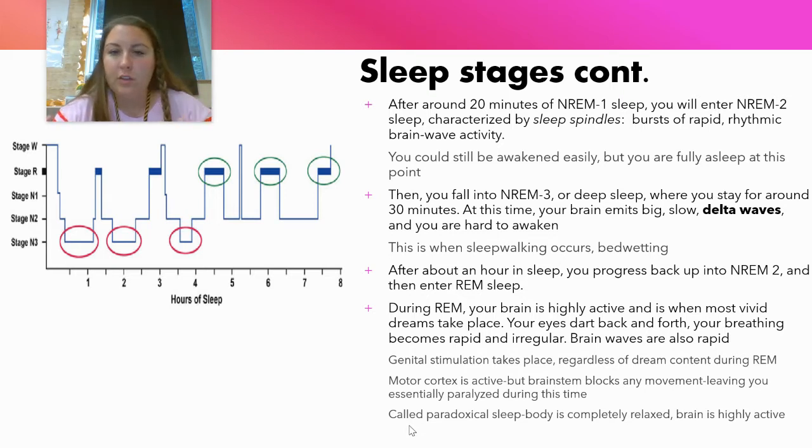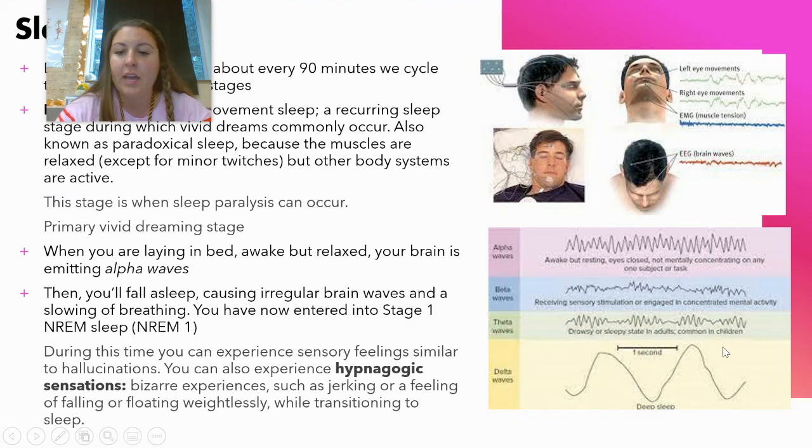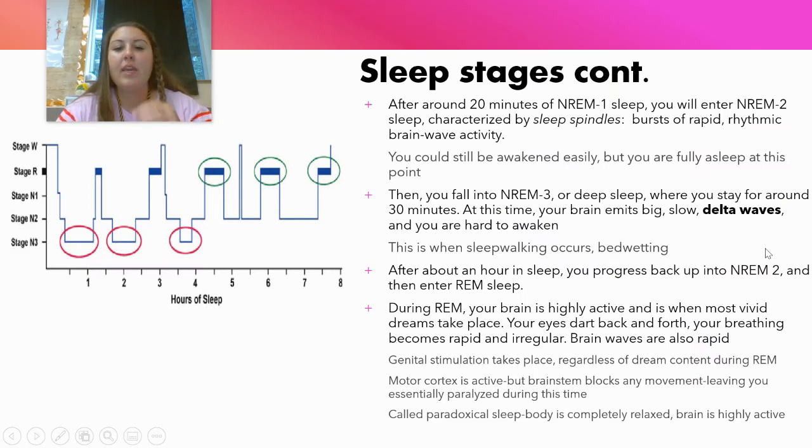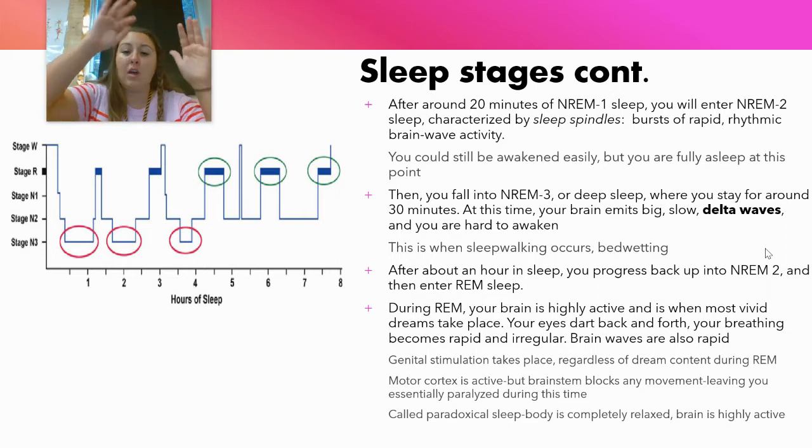So then you're in there for a little bit. Then you're going to fall into stage 3 or NREM 3, which is deep sleep. And if we go back to the previous slide, this is where the delta waves are going to occur, in deep sleep. In stage 3, you're going to be there for about 30 minutes in that first cycle. And like I said, at that time, your brain is emitting these big, slow delta waves.